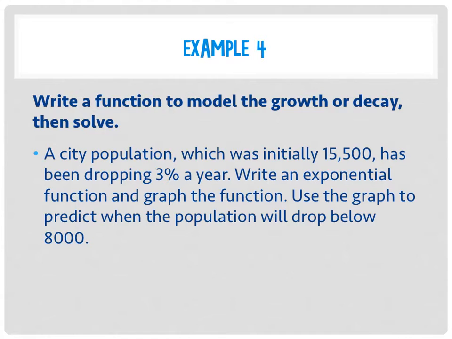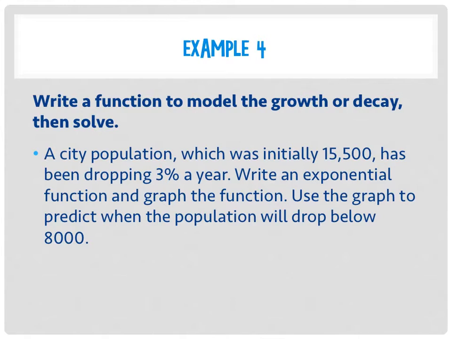Okay, so this one says, write a function to model the growth or decay. So this time it's not telling you growth or decay. You've got to figure out, is this going to be something that's increasing or is this something that's decreasing? And then solve it. So a city population which has initially 15,500 people has been dropping 3% a year. What does dropping tell you? This is a decay, okay?